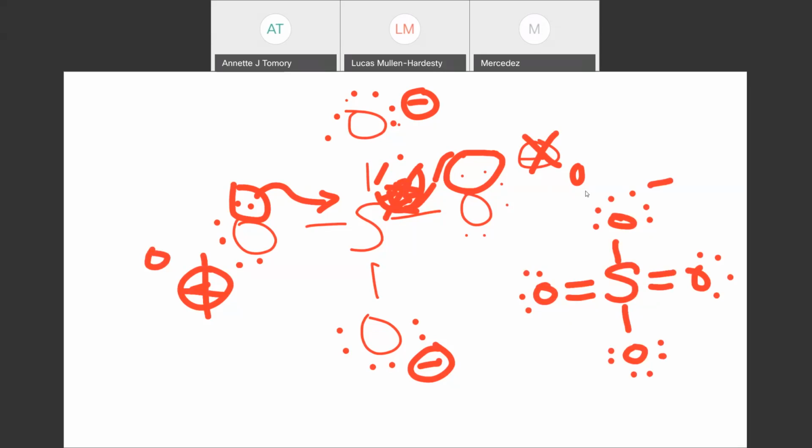-1, -1. Now it's still a -2 charge. Is sulfur obeying the octet? No, it's not. It has 10 or 12 electrons around it: 2, 4, 6, 8, 10, 12. So technically, it's way beyond the octet. However, because it's minimizing the formal charge, it can do that.